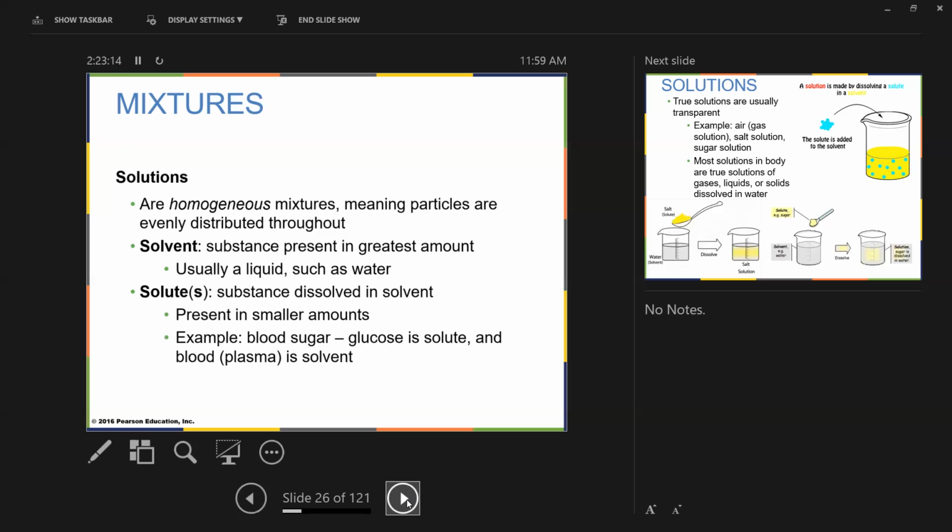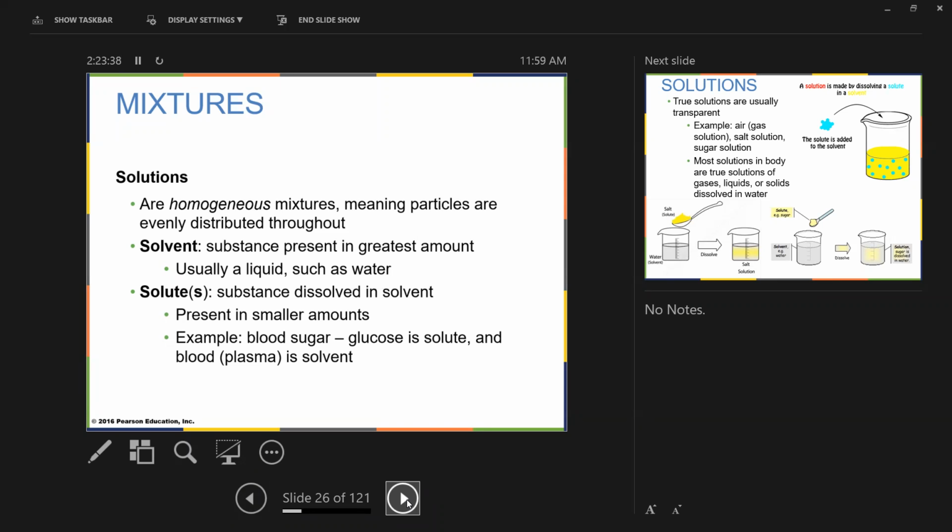Just like a liquid. Now, in our bodies, most chemicals are dissolved, or rather, all chemicals are dissolved in solution. Water is considered the universal solvent. So the solvent is the dissolving medium. The solute is what gets dissolved.